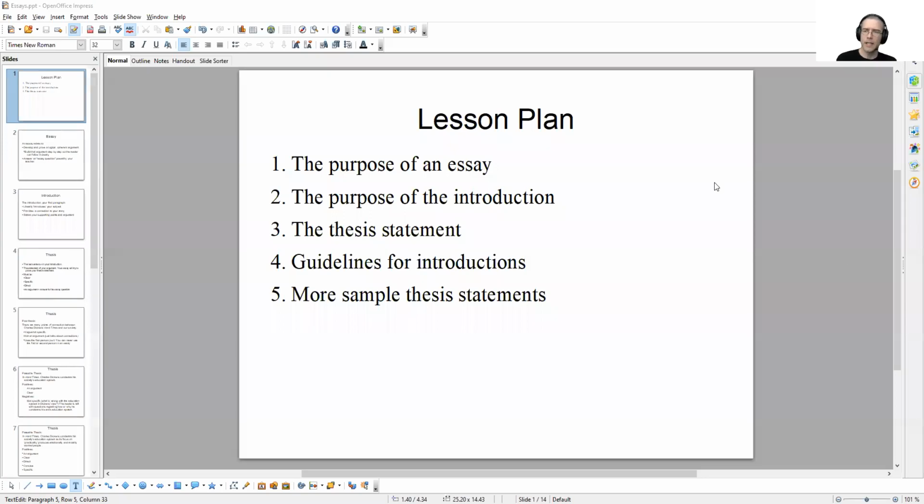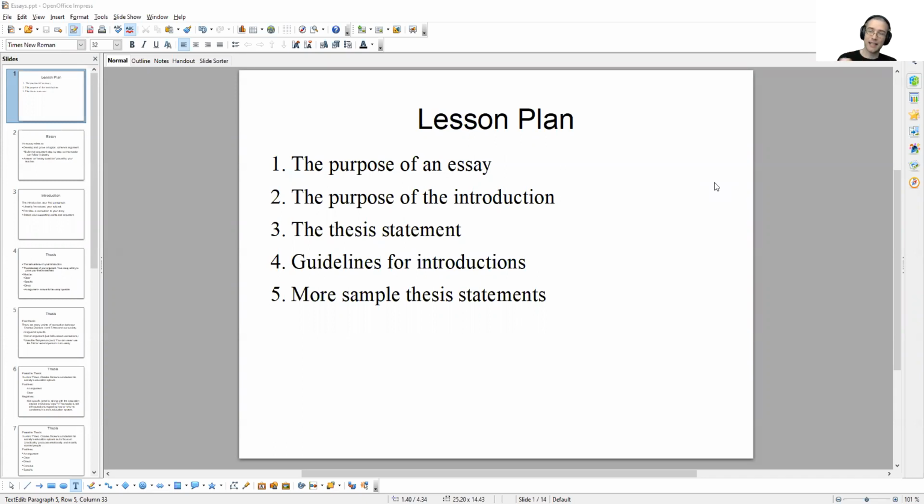Hello, everyone. In this video, we're going to be talking about the first component of an essay, the introduction. So in this lesson, we're looking at the purpose of an essay, having an overarching understanding of our objectives in the creation of an academic essay at this level. We'll look at the purpose of the introduction, the first paragraph in an essay.